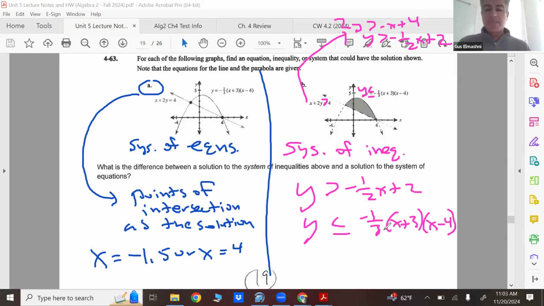Exactly correct. Yes. Oh, and actually, you know what? The parabola was dashed too. My apologies. The parabola was dashed. They're both dashed. I didn't see that. And so in this case, the solution is the shaded region.